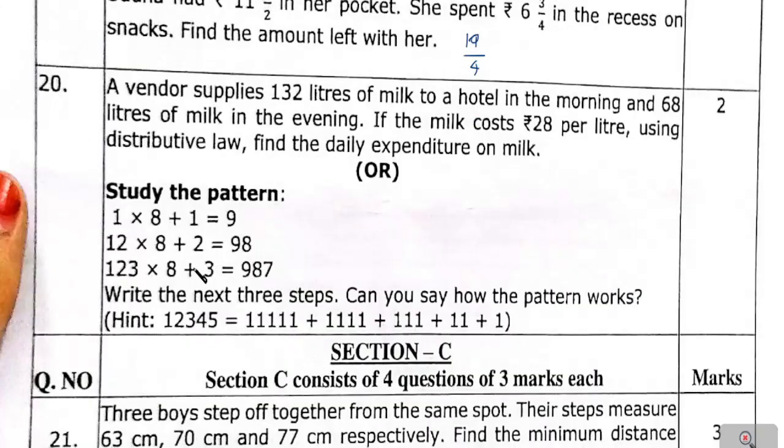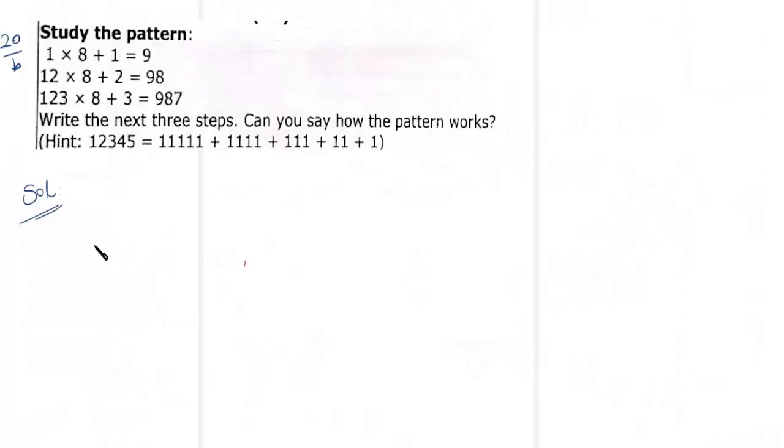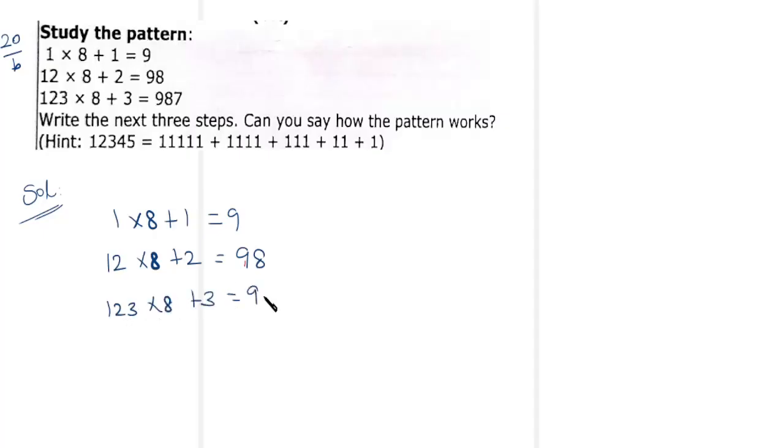So next question: study the pattern. This is the pattern given there, and write the next 3 steps. You can write the same pattern, then find the next 3 numbers. So 1 into 8 plus 1 gives 9. Then 1 2 into 8 plus 2 equals 9 8, and 1 2 3 into 8 plus 3 equals 9 8 7.